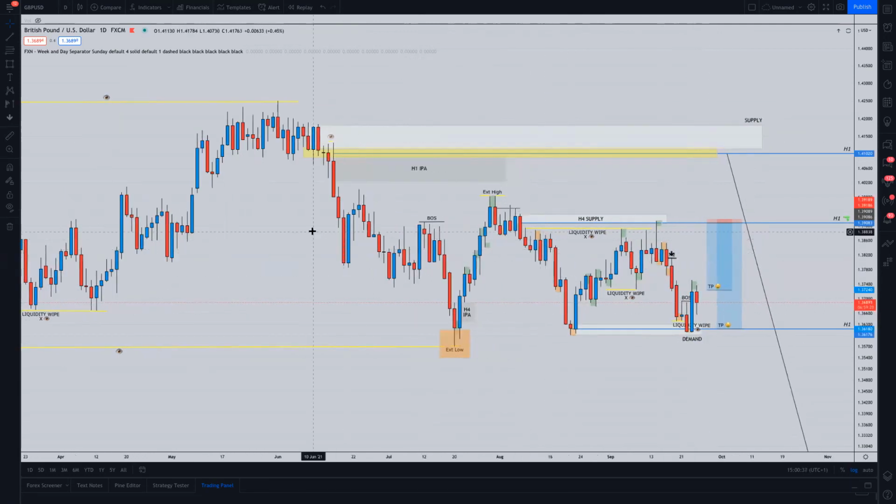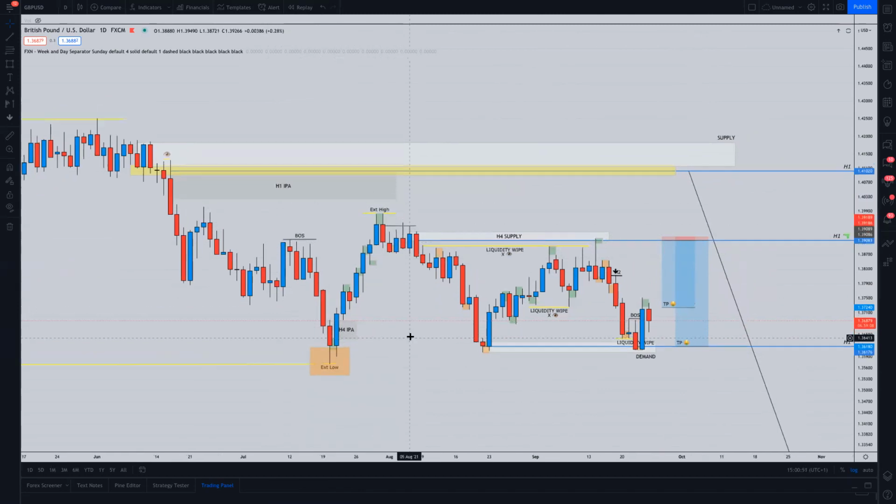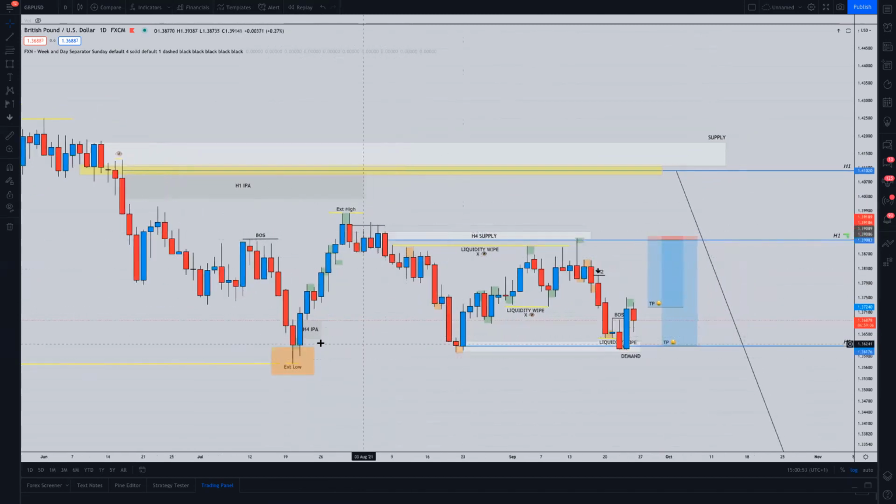So when we look at this now, what do we see? We create that external low here, create this external high here. In that process, we broke the structure, which now tells us that we are bullish. Price wants to go up. Before it goes up, what's it going to do? It's going to come back for these lows over here, which is that demand zone.